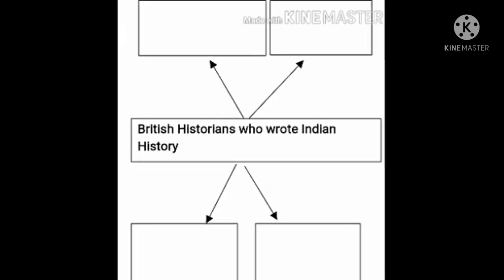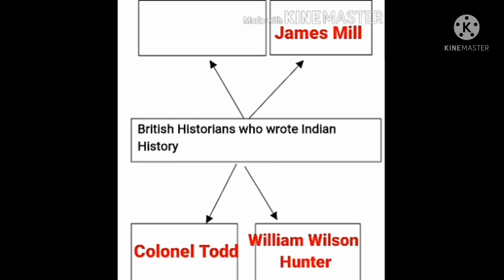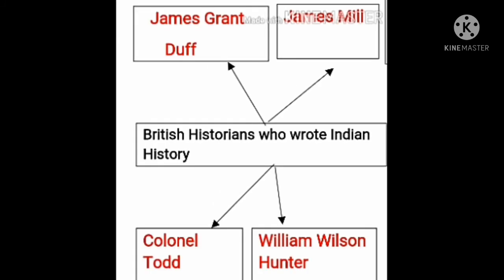The fourth web is the names of British historians who wrote Indian history. So you have to write down the names of the Britishers who have written books on Indian history. The first name is Grant Duff. Second name, James Mill. Third name, Colonel Todd. And the fourth one, William Wilson Hunter. So note down these four names in your worksheet under the web British historians who wrote Indian history.